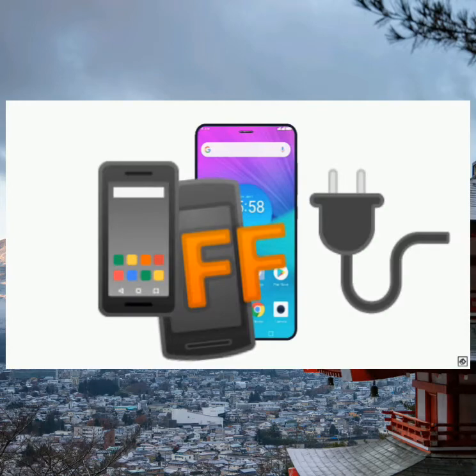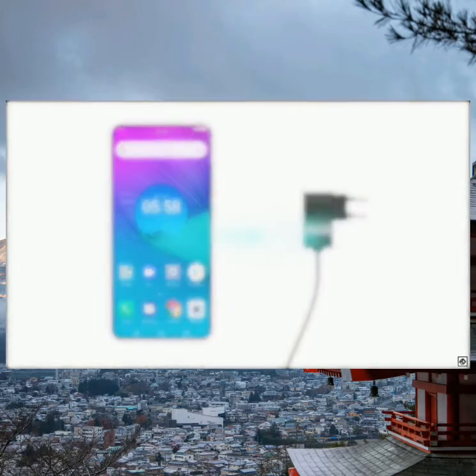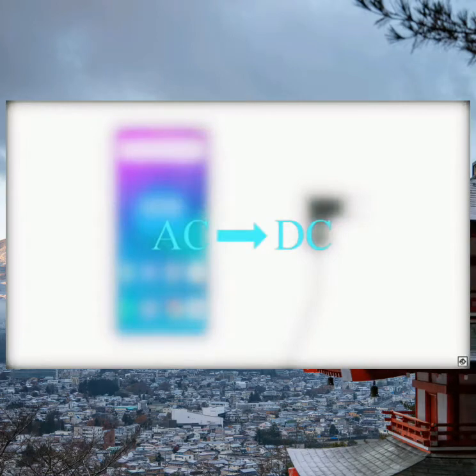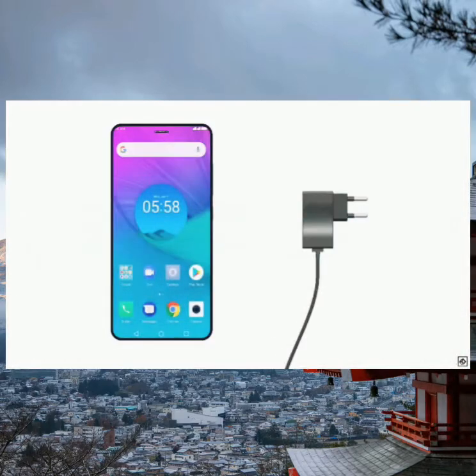We use our smartphone every day. But have you ever wondered how your smartphone charger works? You would know that a charger converts AC to DC, but it's not that straightforward. First, it converts AC to DC, then again back to AC, and then finally to DC. Today we are going to see how the charger does this, and why are there intermediate steps?